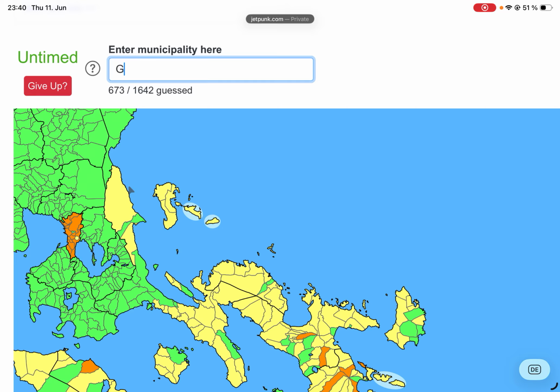In the north here we have General Nakar, Infanta, but Infanta was already named, and Real. And then these islands are also technically part of this province of Quezon, so we'll name them real quick. We have Polillo, Panuculan, Bordeos, which is the Spanish form of the French city of Bordeaux, Bordeos. We have Patnanungan and Homalik. Alright.